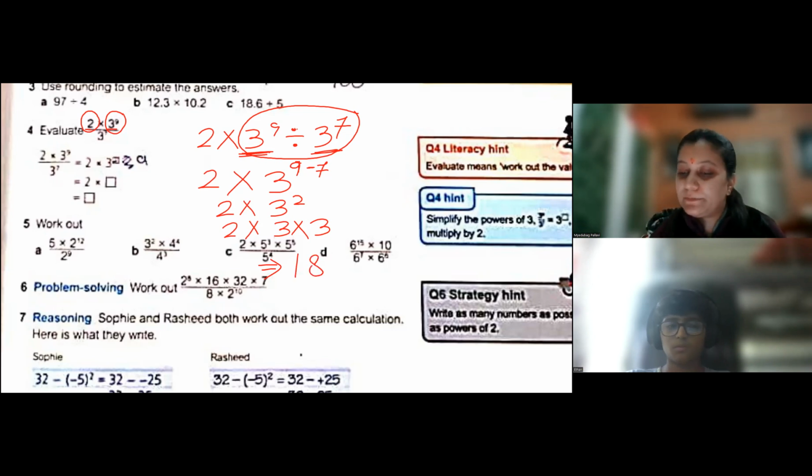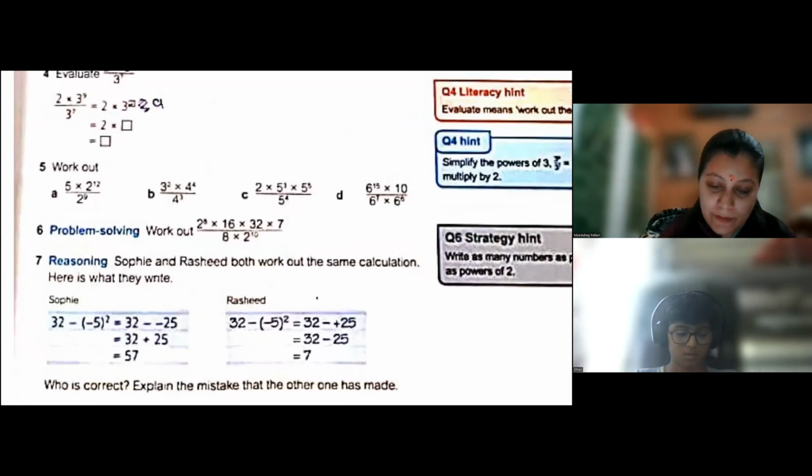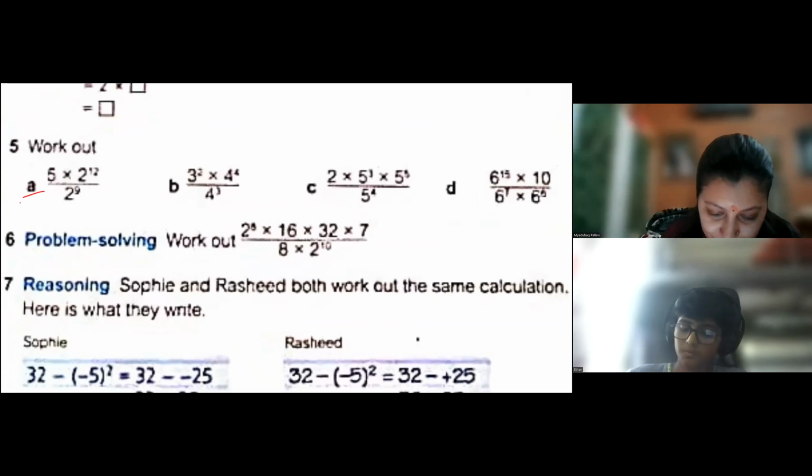Okay. Yeah. This is how we're going to find it. Let's try the next one. Okay, fifth one. Now try it yourself. These 4 parts are there. First do the first part and tell me the answer.